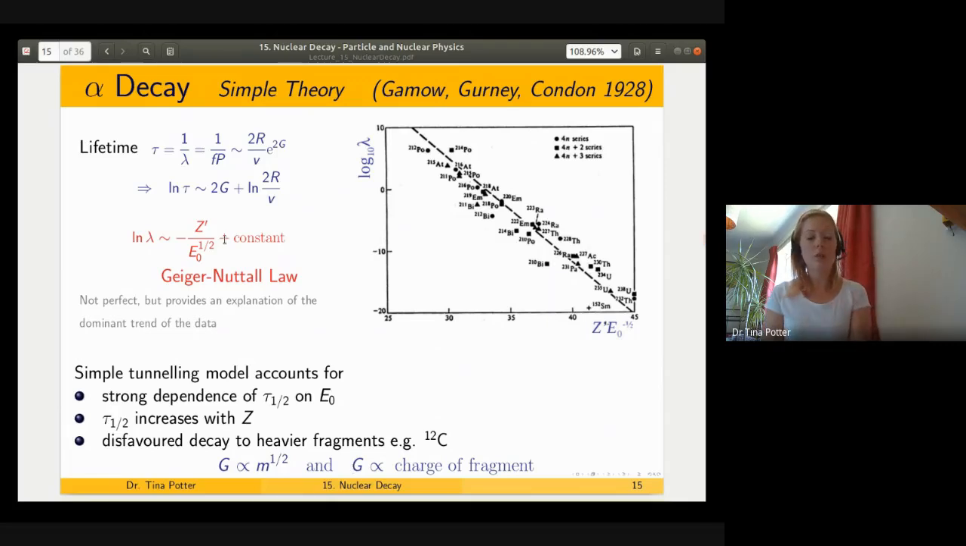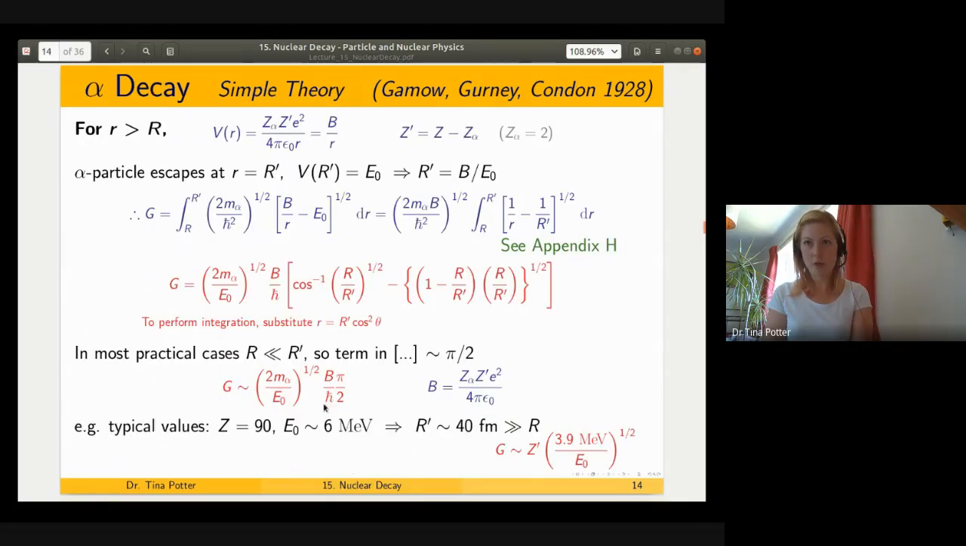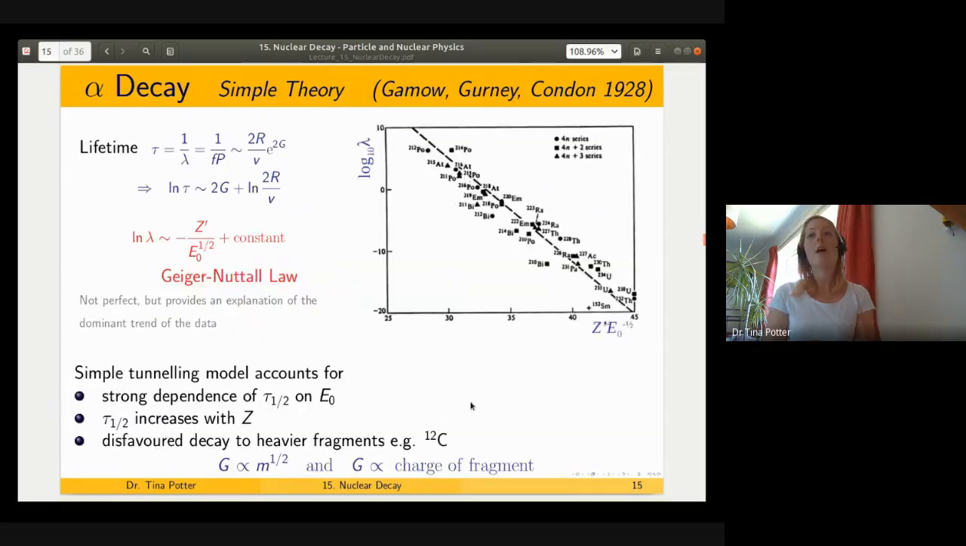This Gamow factor is also proportional, by this constant B, to the charge of the emitted fragment here, Z alpha. And so if we have heavier fragments, they've got a higher number of protons, they'll have a higher charge, they'll also increase G, and they will increase the lifetime. So lighter fragments and fragments with a smaller charge are preferred.